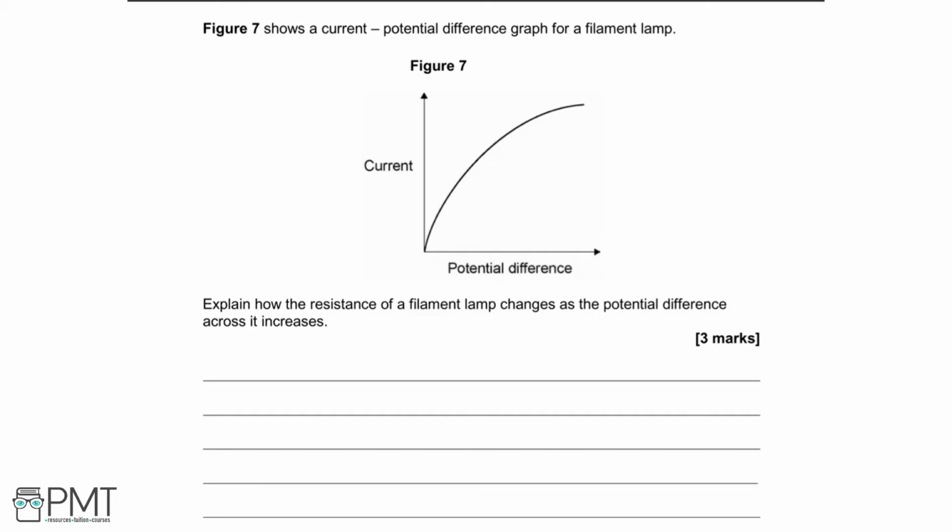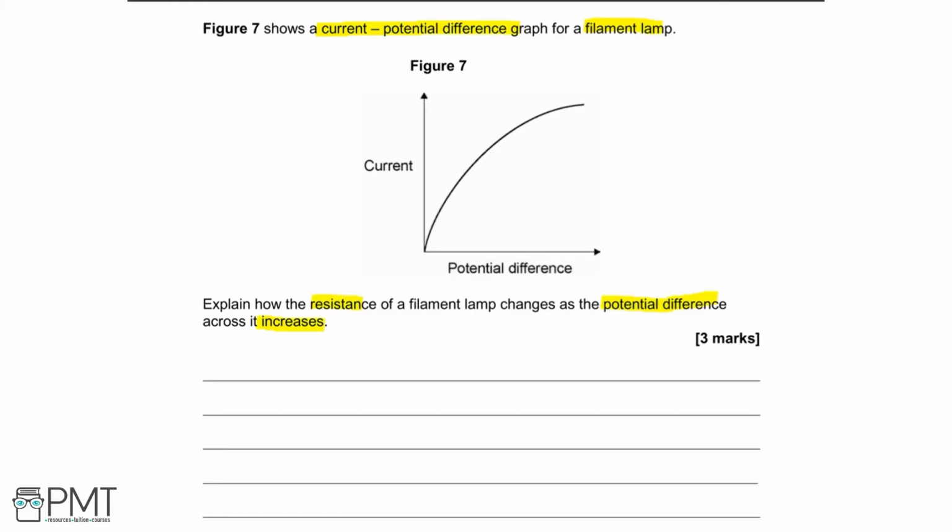Figure 7 shows a current potential difference graph for a filament lamp. Explain how the resistance of a filament lamp changes as the potential difference across it increases. So it's a 3-mark explain question. First, we need to state how the potential difference affects the resistance, and we also need to say why this happens, give 2 points as to why this happens, and develop this answer.